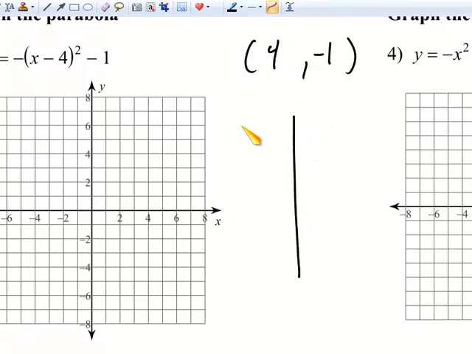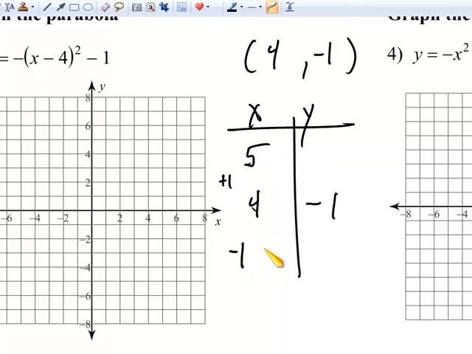Alright, so now let me just do a little table of values. I'll put in the coordinates of the vertex, and then I'm going to find a point on either side of the vertex. So I'm going to add 1, and I'm going to subtract 1. Now I find the y-coordinate by substituting the x-coordinate in and simplifying.